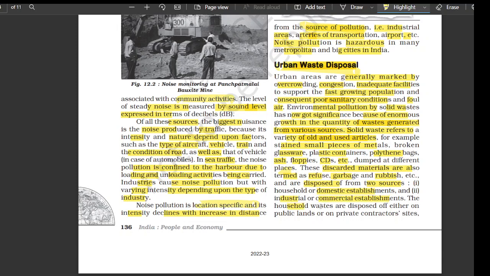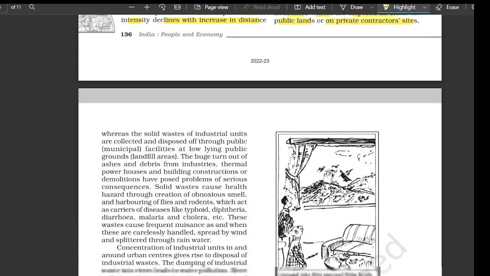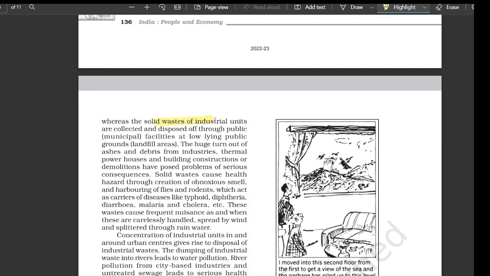The household wastes are disposed of either on public lands or on private contractor sites, whereas the solid waste of industrial units is collected and disposed of through public municipal facilities at low lying public grounds. The huge amount of ashes and debris from industries, thermal powerhouses, and building constructions or demolitions have posed problems of serious consequences.